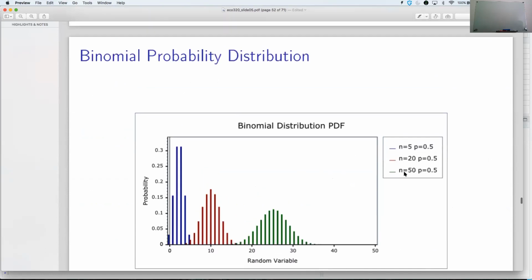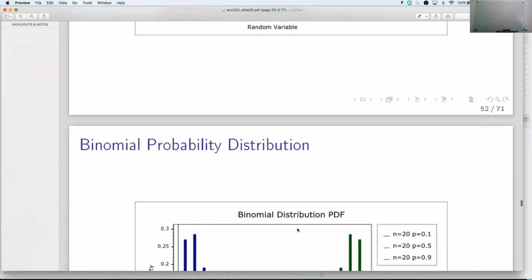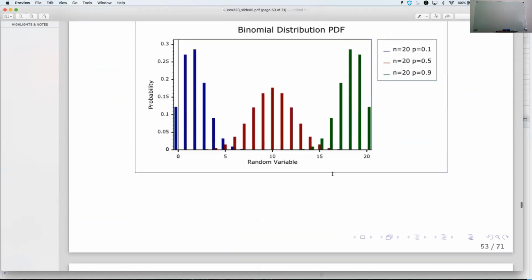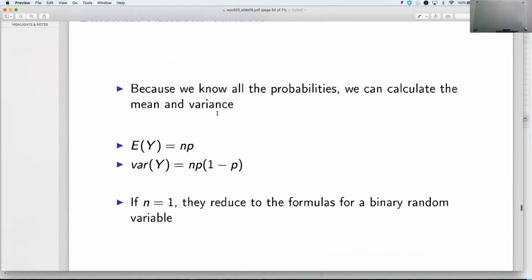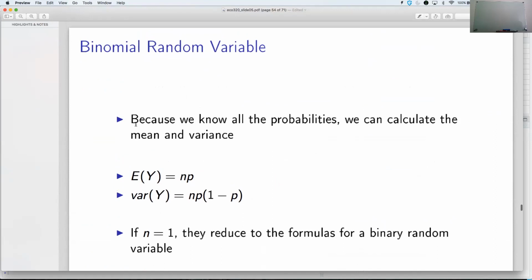These are some examples: when you have a smaller sample size, it's going to be more to the left, but as the sample size increases, it's going to look like this shape. I will connect this to the normal distribution later in chapter 6, but for now, just take it for granted. Because it is a binomial random variable, we know all the possibilities, so we can calculate the mean and variance.